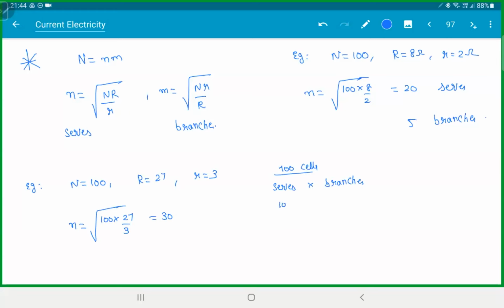you can take 100 batteries in series, 1 branch. You can take 50 in series, 2 branches. 25 in series, 4 branches. 20 in series, 5 branches. 10 into 10, and so on. You can create all this.